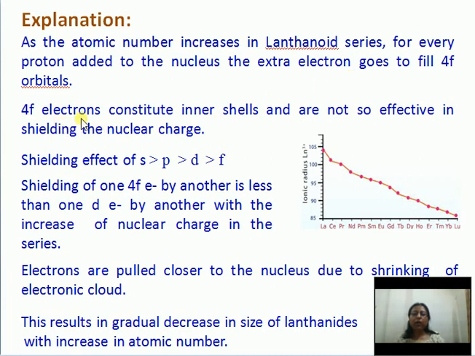Now these 4f electrons constitute inner shells and are not so effective in shielding the nuclear charge, as the shielding effect is S greater than P greater than D greater than F. And these electrons actually cannot shield the nuclear charge, and what happens? The shrinkage of the electronic cloud takes place, and that's why there is a gradual decrease in the size of the lanthanoid ions with increase in atomic number.